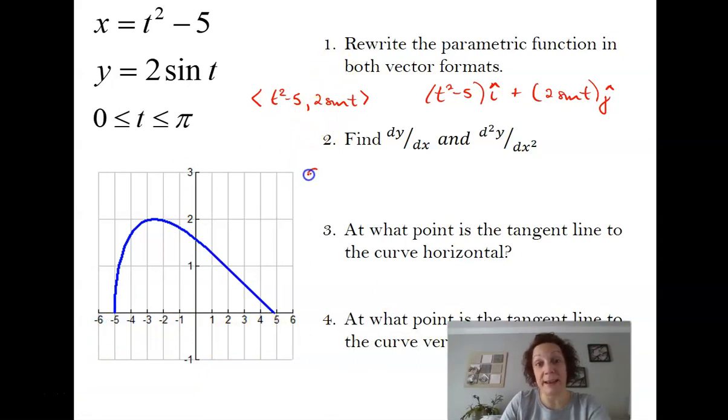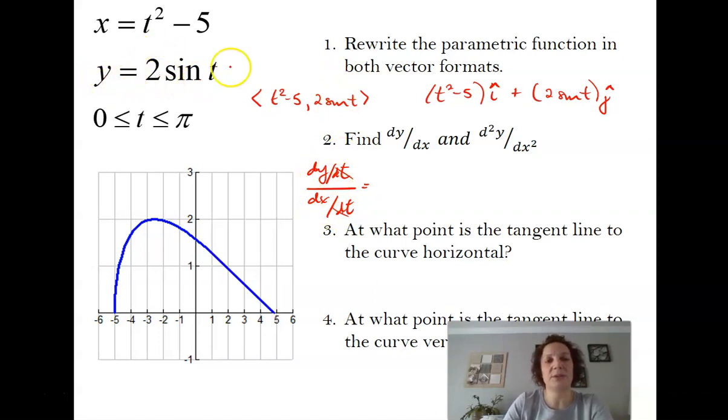Okay, like I was saying, if I can do my derivatives correctly, dy/dt over dx/dt, right? Because I want to cancel out my dt's and get dy/dx. So my dy/dt is just going to be 2 cosine t over my dx/dt, which is going to be 2t. And there's my derivative.